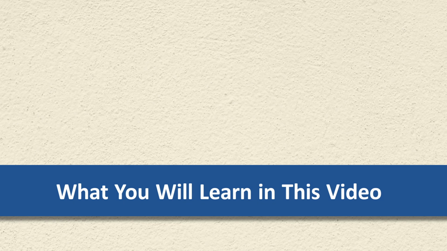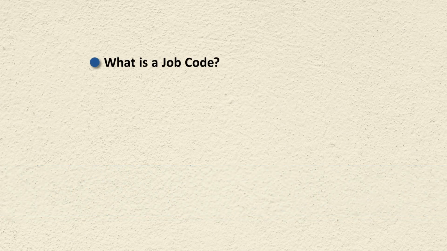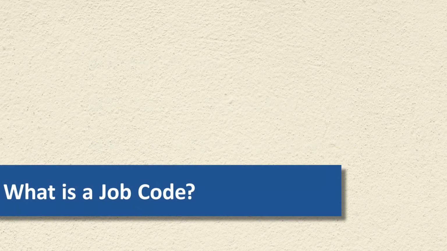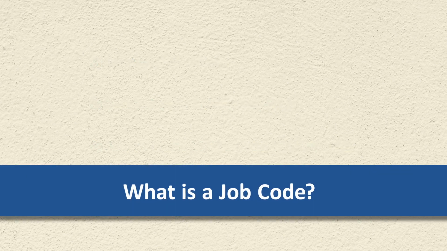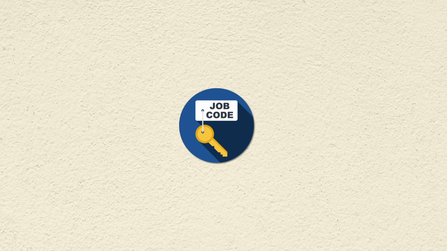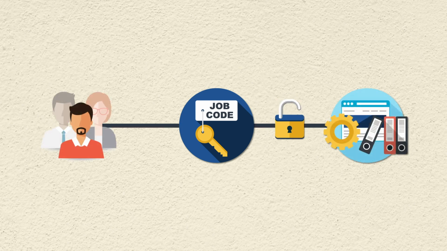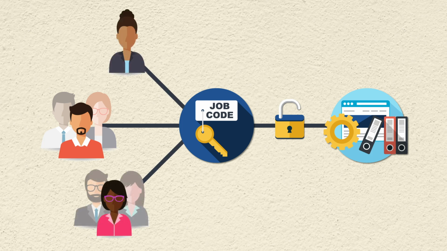In this video, you will learn about what a job code is, how to research endpoint groups, how to create my job code, table of fields, and how to submit a new job code. A job code in EUA grants a defined group of users access to defined resources. Job codes may be connected to one or more endpoints, groups, or roles.